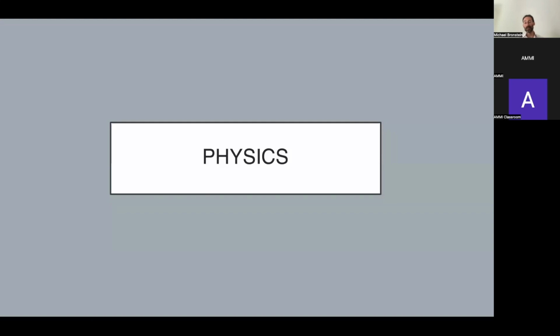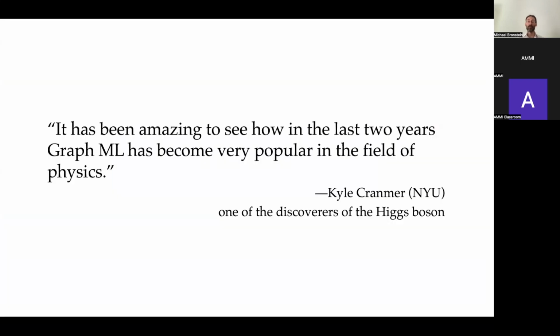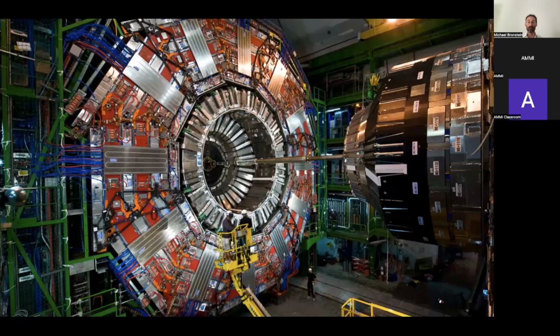Now I mentioned applications in physics. So this is a quote from Kyle Cranmer. He's a professor at NYU. I think actually he recently moved from NYU, and he was one of the discoverers of the Higgs boson at LHC. And he was very keen on using graph neural networks for different applications in particle physics.